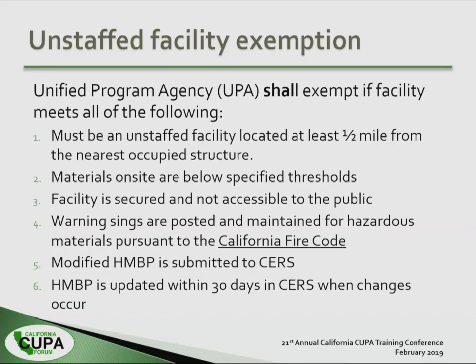So to get this exemption, what are the conditions your facility needs to meet? It must be unstaffed and located at least 1/2 mile from the nearest occupied structure. The materials on site are below the specified threshold. We'll talk about what the specified thresholds are. The facility is secured and not accessible to the public. There are warning signs posted and maintained for the hazardous materials pursuant to your California Fire Code or local fire department. So here's the one requirement: you do need to submit a one-time modified hazardous material business plan, and it's subject to an inspection.